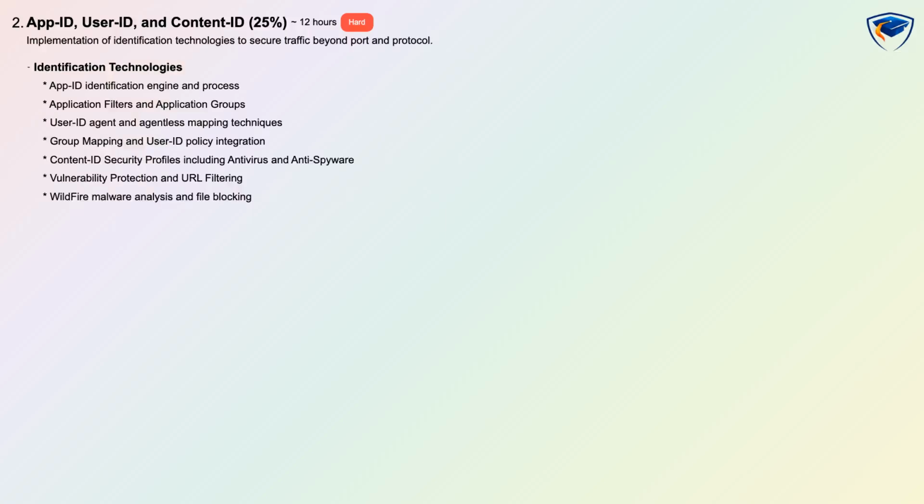The domain also covers User ID agent and agentless mapping techniques, group mapping, and integrating User ID into policy decisions. Content ID topics include security profiles for antivirus and anti-spyware, vulnerability protection, URL filtering, and WildFire malware analysis and file blocking so you can inspect and block risky content effectively.